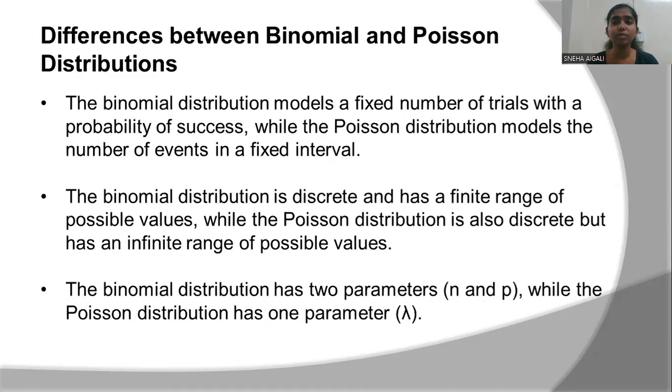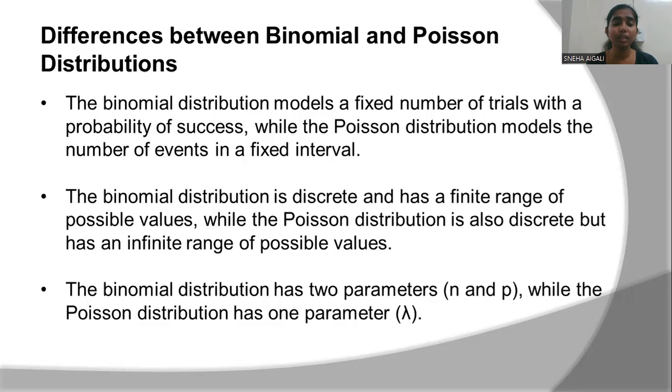Now, what is the difference between binomial distribution and Poisson distribution? Let us understand. The binomial distribution models a fixed number of trials with a probability of success, while the Poisson distribution models the number of events in a fixed interval. In binomial distribution, we have a fixed number of trials with probability of success, whereas in Poisson distribution, we have the number of events in fixed intervals.